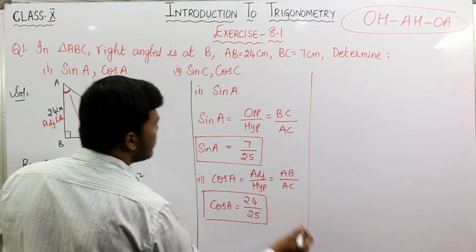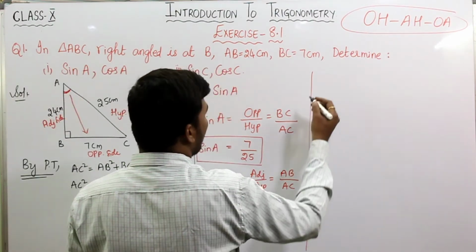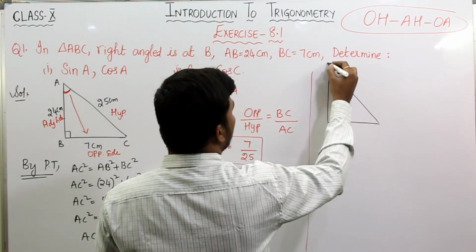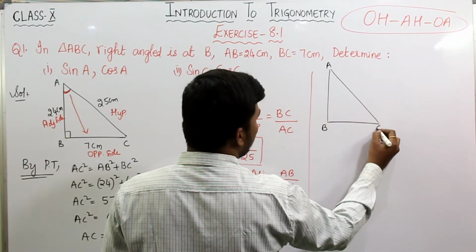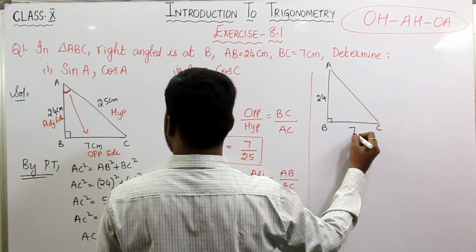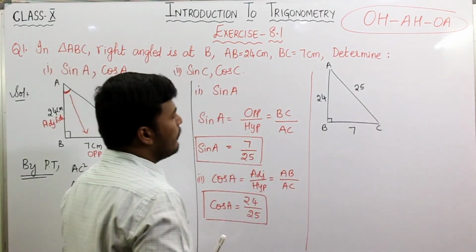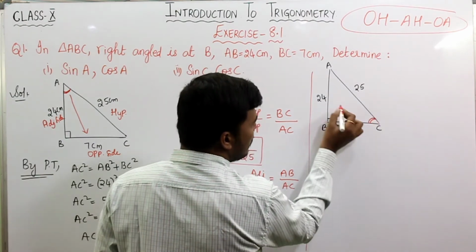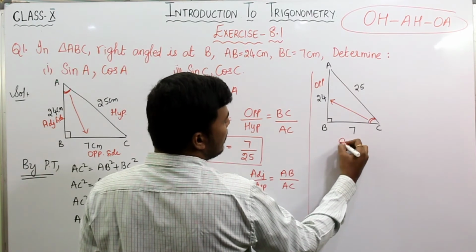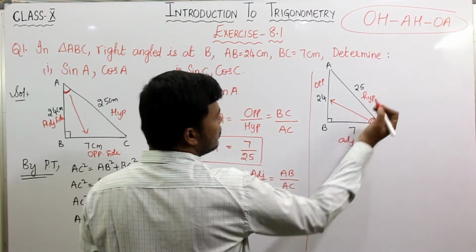Now the second part is sin C and cos C. For that, again you have to consider the right angle triangle, because the angle has been changed here, right? AB is given as 24, BC is given as 7 and AC we got as 25. So now our viewing angle is C. From this, what will be the opposite side? 24 will be the opposite side, this will become the adjacent side and this is the hypotenuse.